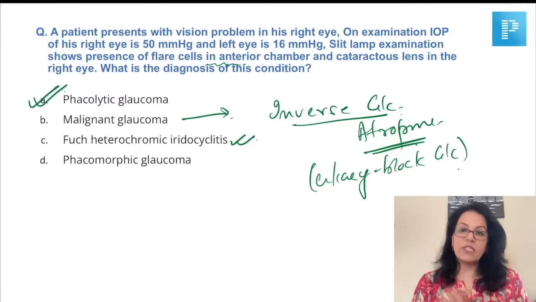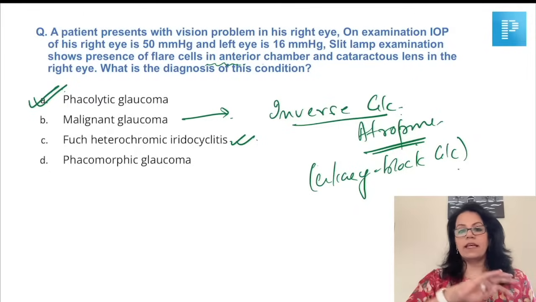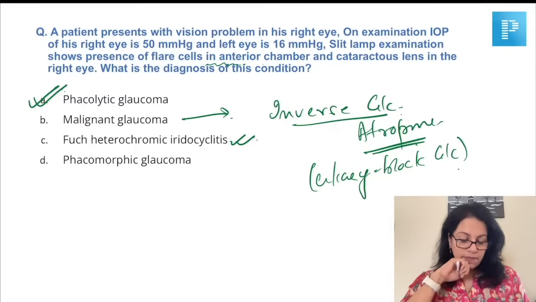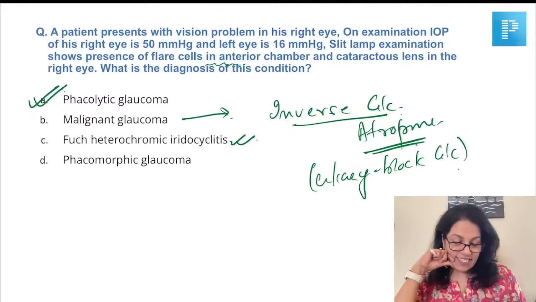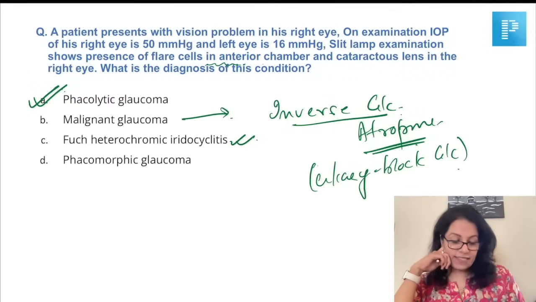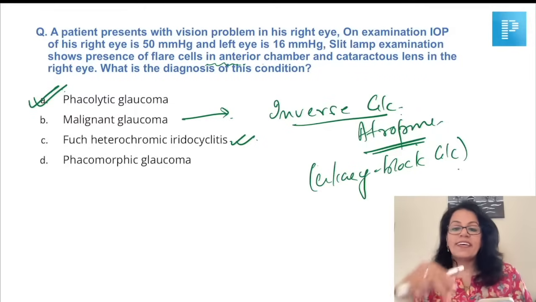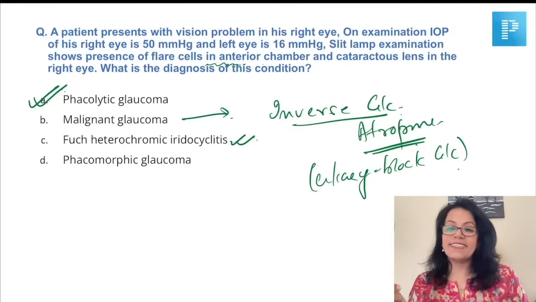Because in phacomorphic, it is the intumescent cataract which is going to block the pupil, the lens iris diaphragm. So when you block the pupil, oh no, I'm so sorry. When there's a pupillary block glaucoma and the aqueous is, yeah, that is going to be more in favor of phacolytic. Because it is going to lead to pushing of the iris, that is going to cause a shallow anterior chamber. So when deep anterior chamber is given, it's more in favor of phacolytic. That is fine.